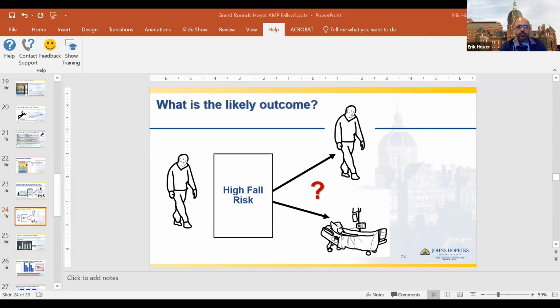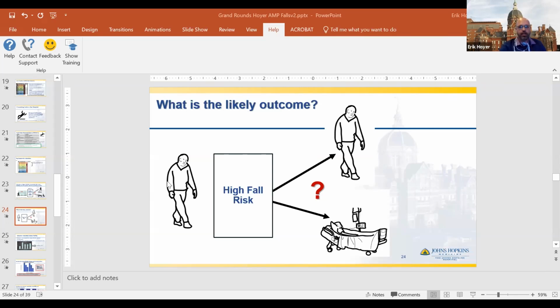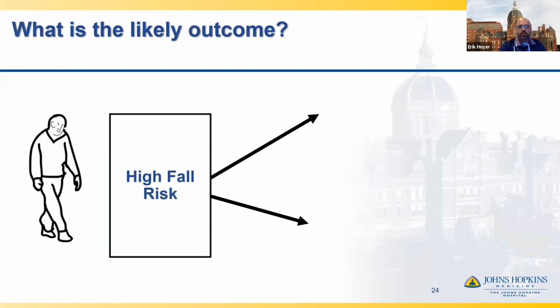I don't know if I can see the chat. Eric? Yeah. Are you asking, if they're high fall risk, once they're in hospital, are they more likely to be bedbound or more likely to be ambulatory? Is that the question? That's correct. Okay. I vote for bedbound. All right. It looks like the consensus is that they agree with you, Dale. All right.